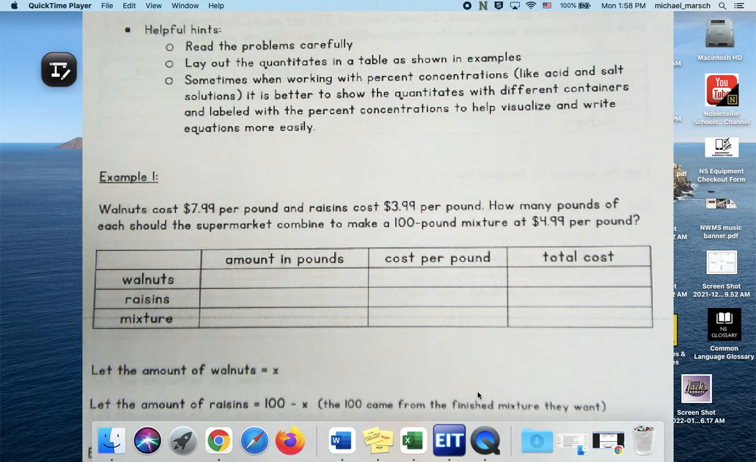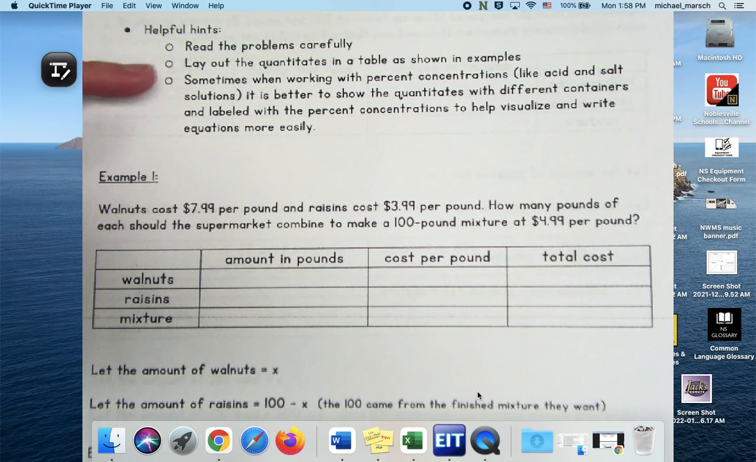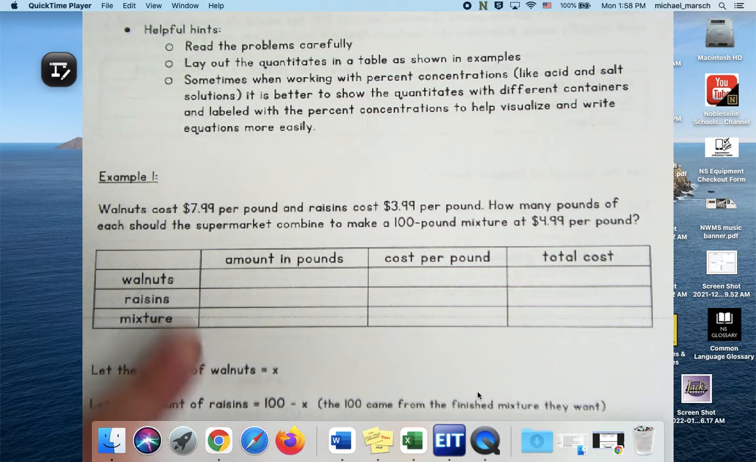pound mixture at $4.99 per pound. Okay. All right. So that's a lot. Okay. So we have some hints. Read the problem carefully. I think we just did that. Lay out the quantities in a table. Oh, got a table here for you.